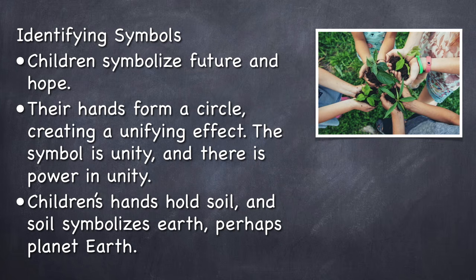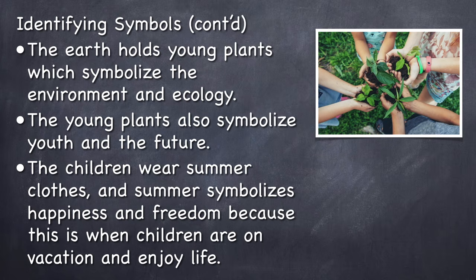See, we're already deriving some meaning from the elements. Next, children's hands hold soil, and soil symbolizes Earth, perhaps planet Earth. In other words, note that another word for soil is earth. So we're going to continue. The earth holds young plants which symbolize the environment and the ecology. Okay, that's another symbol. Now the young plants also symbolize youth and the future, because notice that the human beings in this image are young, and also the plants in this image are young. Both symbolize childhood and the future.